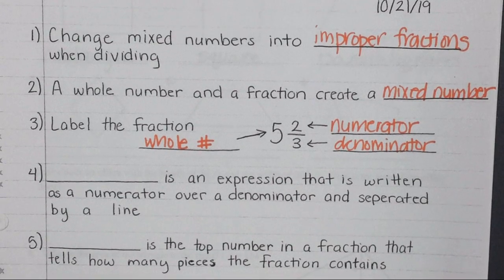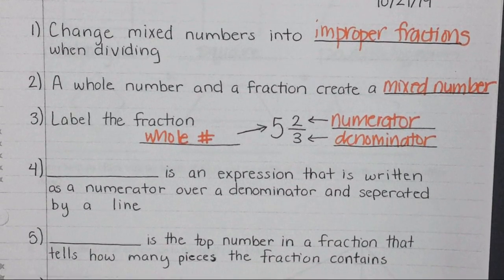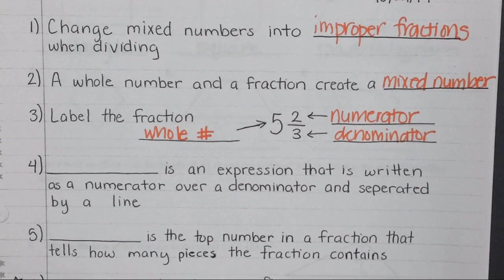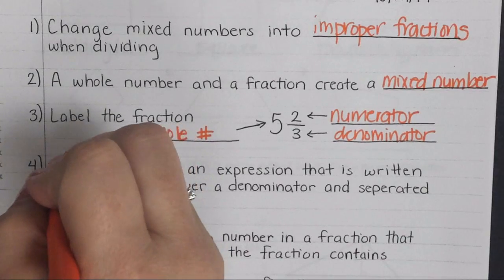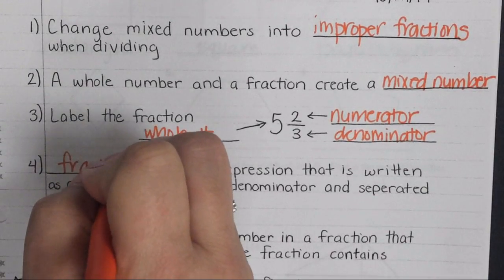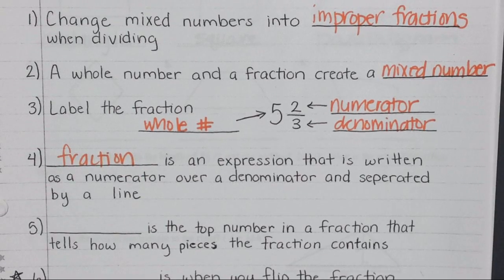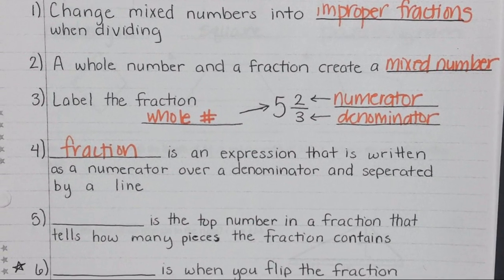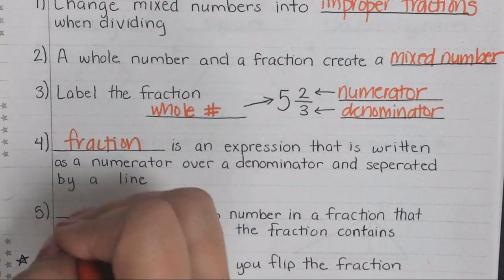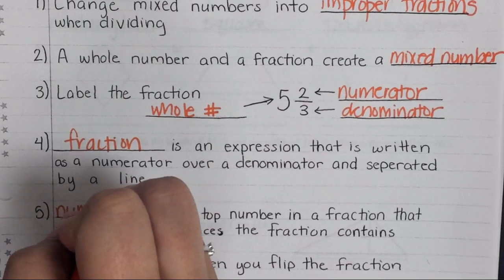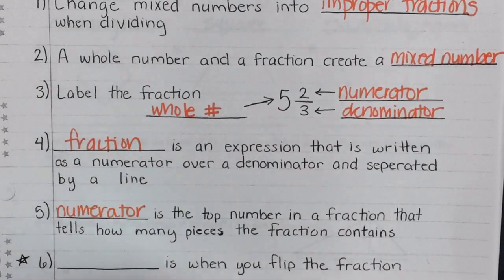What is an expression that is written with a numerator and denominator separated by a line? Fraction. A fraction. Numerator and denominator separated by a line. What is the top number again? Numerator. That tells how many are in the fraction. It tells the part.